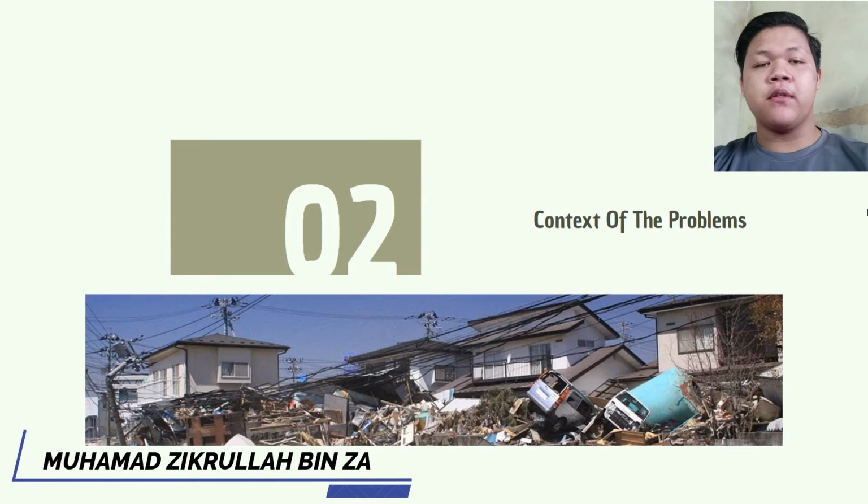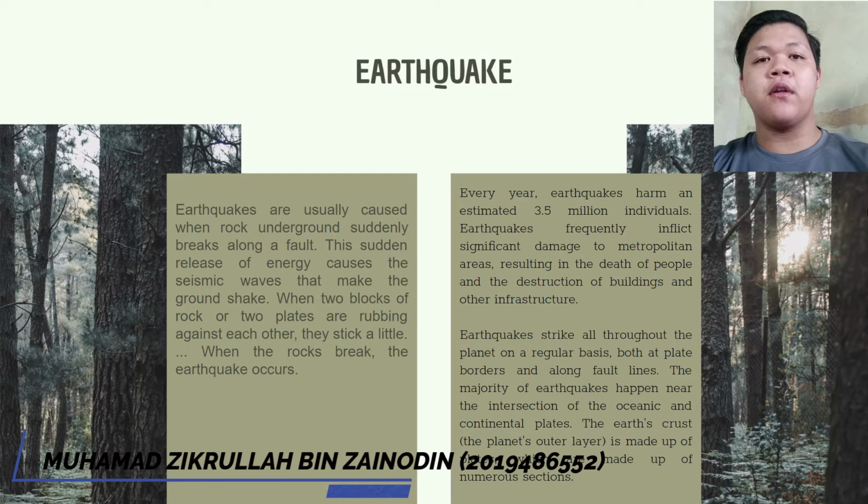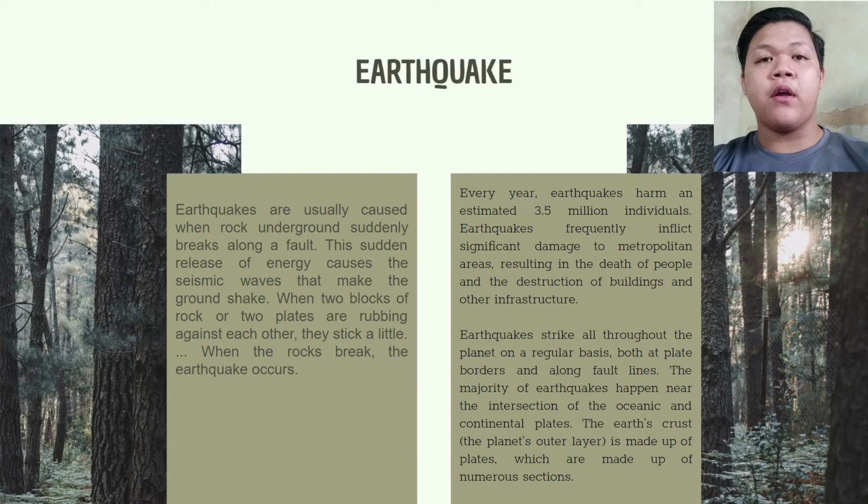Start with earthquake first. An earthquake is a natural phenomenon when rock under the ground suddenly breaks. When this happens, the ground starts to shake. Every year, around 3.5 million people all around the world are affected by earthquakes, but metropolitan areas take the most significant damage. This is because when an earthquake occurs, buildings and infrastructure are destroyed. Earthquakes happen all throughout the world on a regular basis.